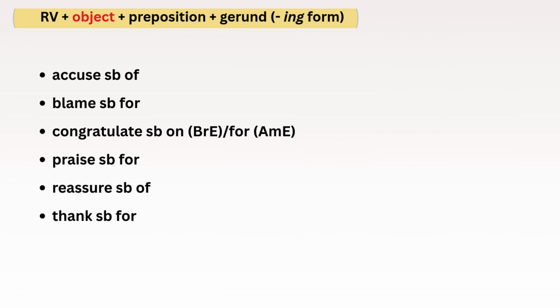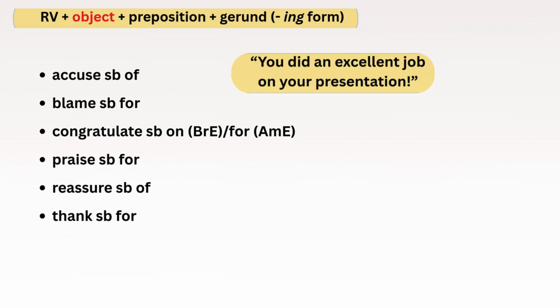Accuse somebody of something, blame somebody for something, congratulate somebody on something in British English and for in American English, praise somebody for, reassure somebody of, thank somebody for. This one is good also for remembering the prepositions. So you just learn the correct preposition which should be used after a particular verb. And let's have a look at some examples.